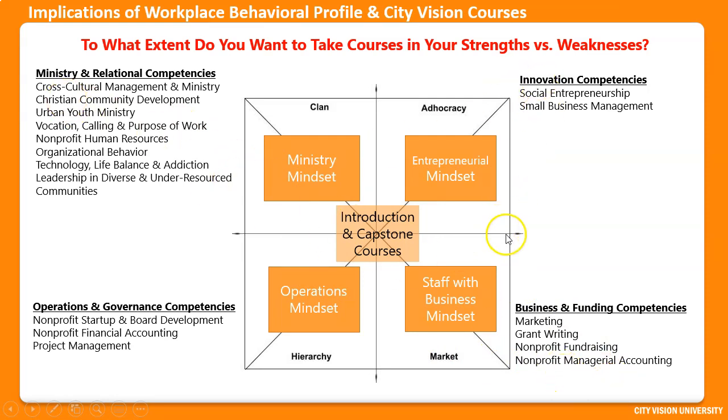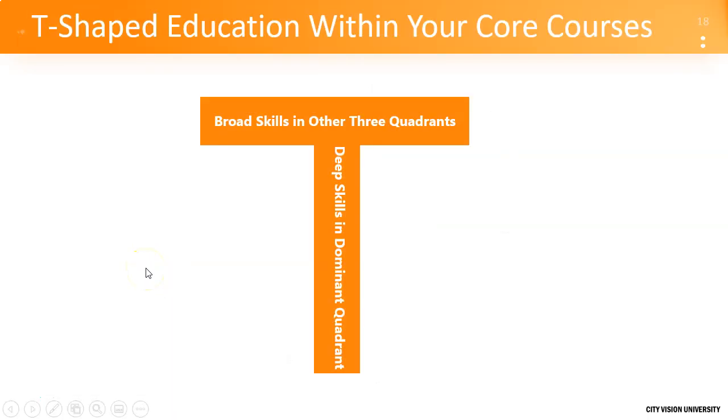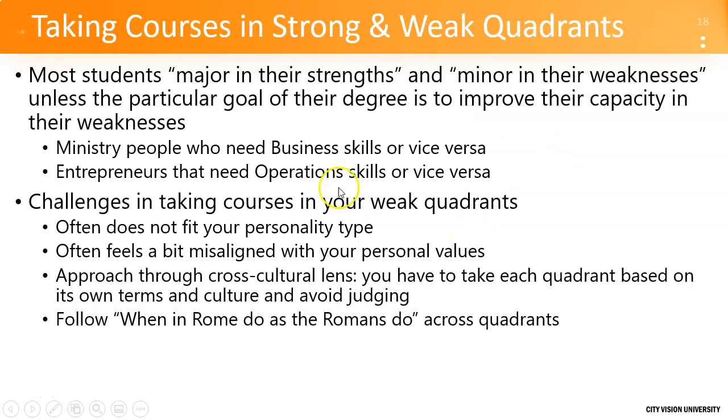The point is, you've got to learn to appreciate these other perspectives and not judge these other perspectives. I used to think that the control quadrant and the operations quadrant was just the people who made a bunch of rules that didn't really make sense. And that's not helpful. So what we're trying to do is to help you get what's called a T-shaped education. So you want to go deep in your dominant quadrant, but then you also want to get broad skills in the other 3 quadrants. So most students will major in your strengths and minor in your weaknesses.